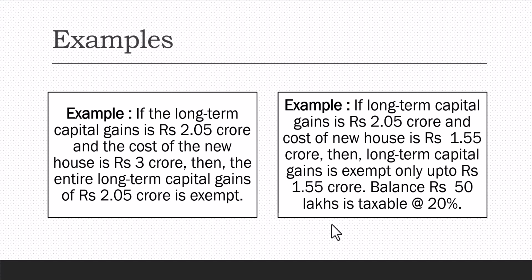Yes, sir. Okay, second. If long-term capital gains is rupees 2.05 crore and cost of new house is rupees 1.55 crore, then long-term capital gains is exempt only up to rupees 1.55 crores. Balance rupees 50 lakhs is taxable at 20%. Okay. So in this case, because the cost of new house is 1.55, now he has balance of 50 lakhs. He can even avoid this tax if he invests this 50 lakhs in capital gains bond. Suppose he invests in capital gains bond 50 lakhs, then he doesn't have to pay any tax.